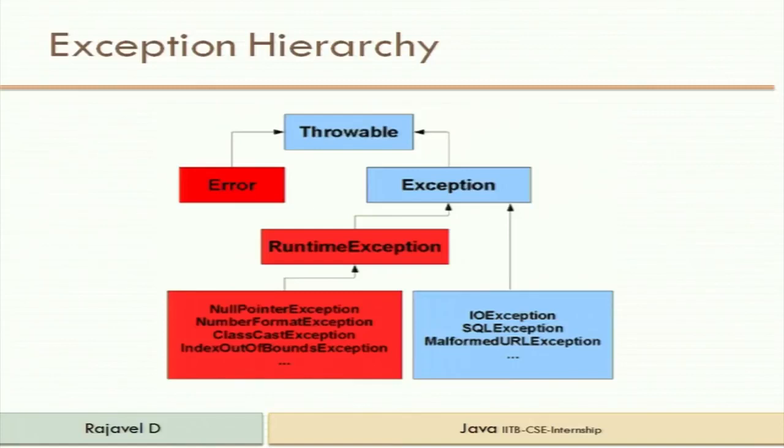and runtime exception. In runtime exception, you have null pointer exception, number format exception. This comes under number format exception. If you try to return the factorial of 100 as an integer, you will have number format exception. If you try to return a floating point value as an integer, it will become a number format exception. Make sure that you don't make all these mistakes.